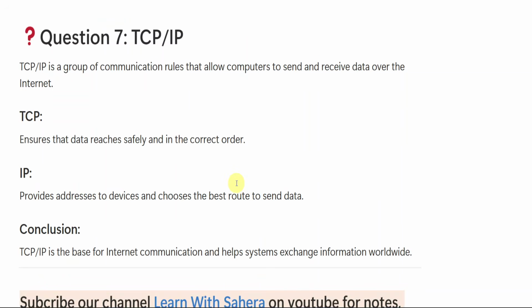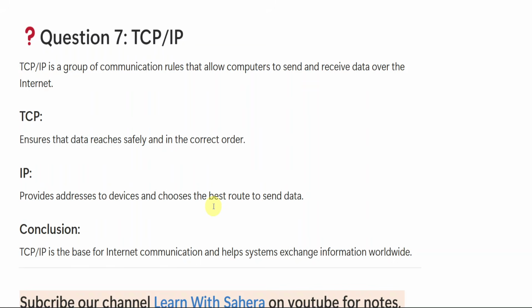TCP/IP, already we have seen. TCP/IP means it is a set of rules used for communication on the internet. Okay, TCP makes sure that data reaches safely. IP will give the addresses to computers and also choose the best route. So without TCP/IP, internet communication is not possible, we can say.